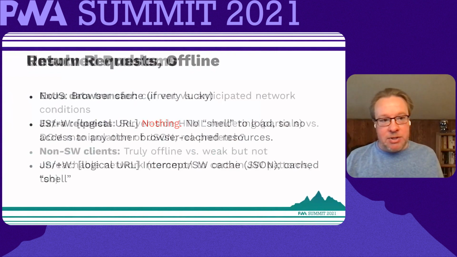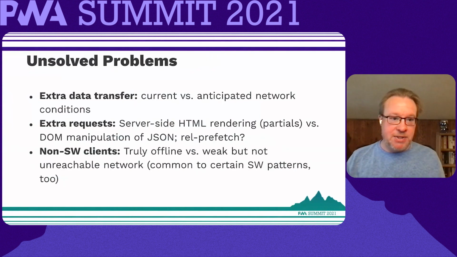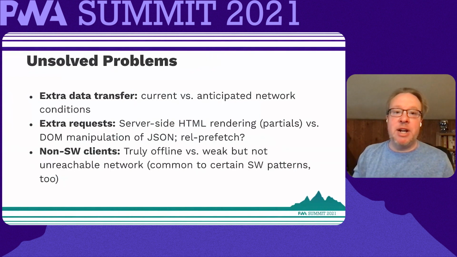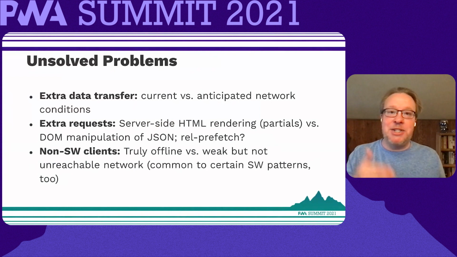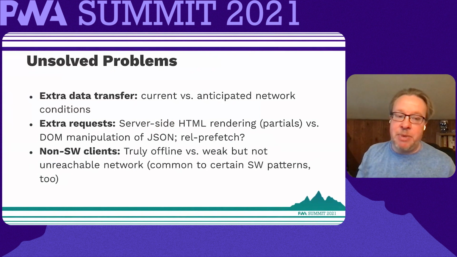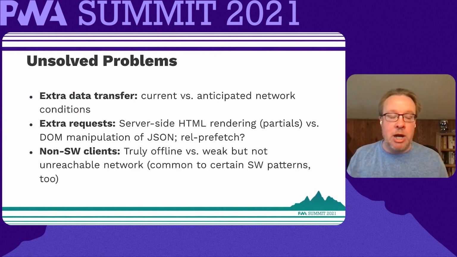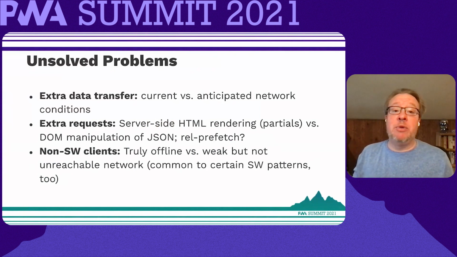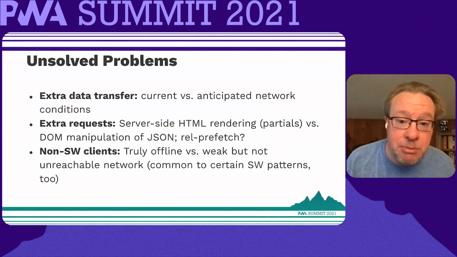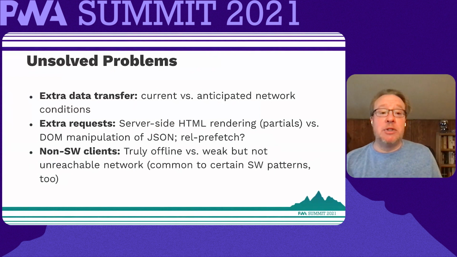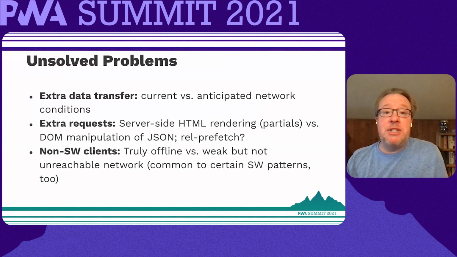So to wrap up, here are our unsolved problems, and hopefully we can discuss this a little bit. We still are looking at extra data transfer. We're making our current things, and we're trying to tell the future by anticipating network conditions and making good on a connection when we have it. We've got extra requests, potentially, if we're doing server-side rendering of HTML partials versus just a nice DOM-manipulated piece of JSON. Where's the place of rel=prefetch?